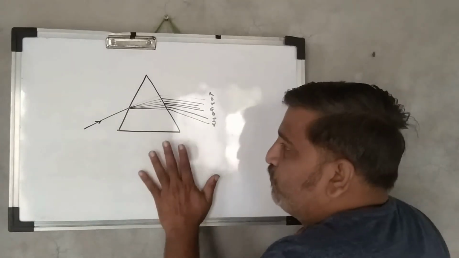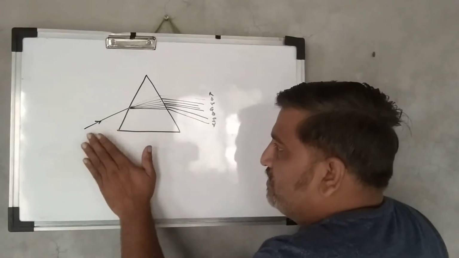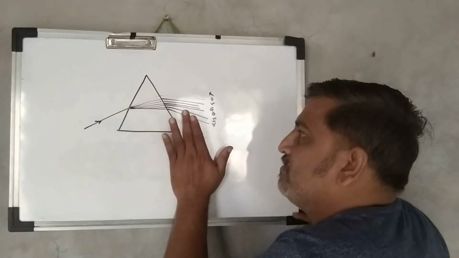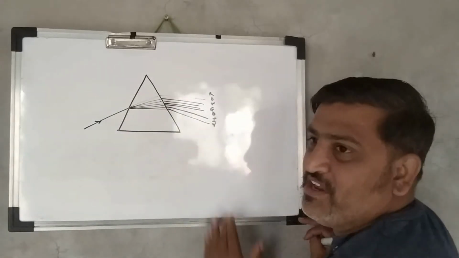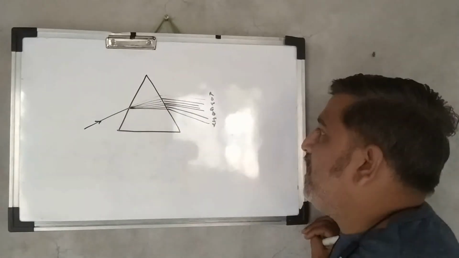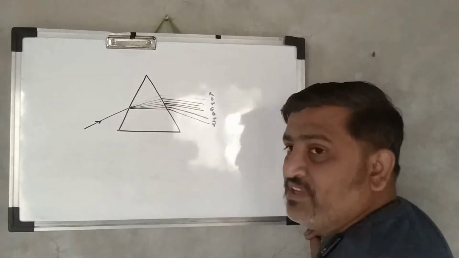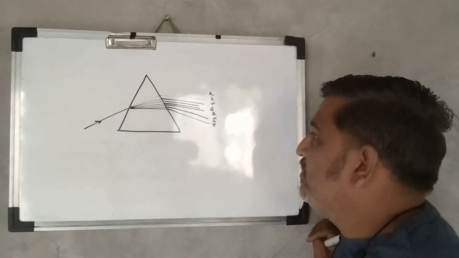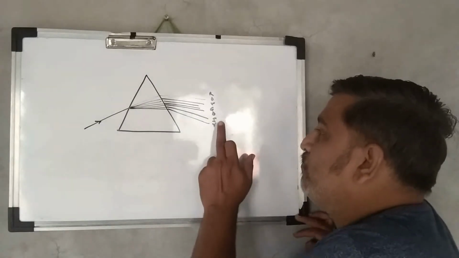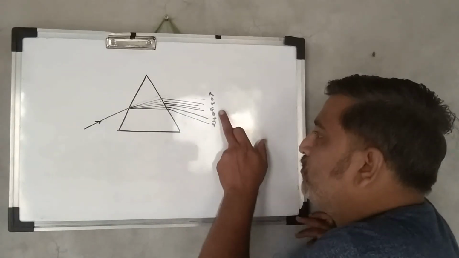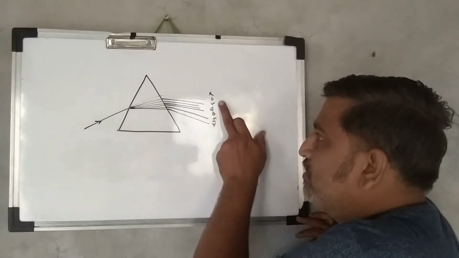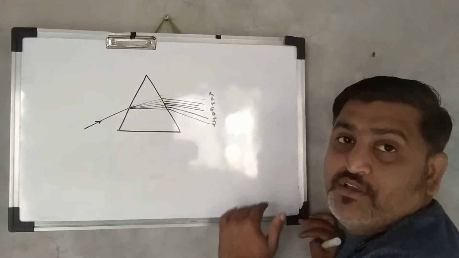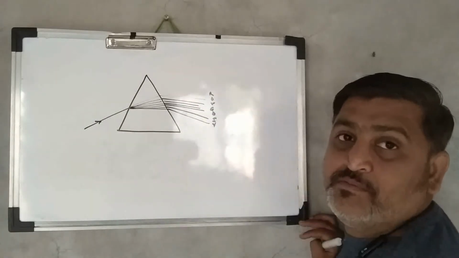And here he found that a single ray of light gets split up into seven different rays, and these rays having different colors look like a rainbow. Those colors are violet, indigo, blue, green, yellow, orange and red, from the base of the prism upward.